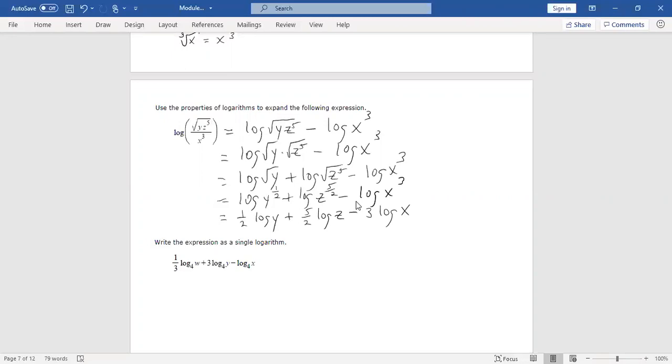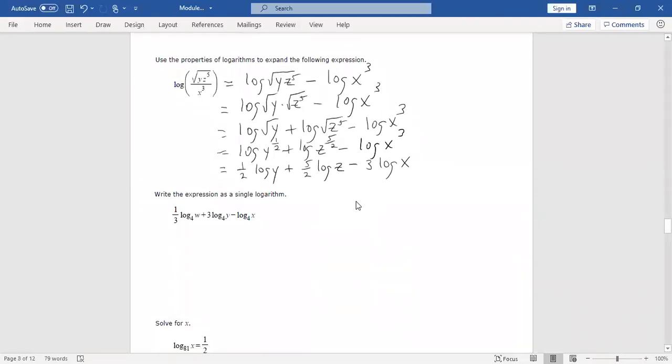Okay, so that was expanding. Now let's do a process called condensing. Here you're given a logarithm that's been expanded. What was the original problem beforehand? So what we're going to do is work backwards, and we're going to always start by reversing the power rule. So this 1/3, since it's in front of the logarithm, is really the exponent of w. So here we'd have log base 4 of w to the 1/3 power.